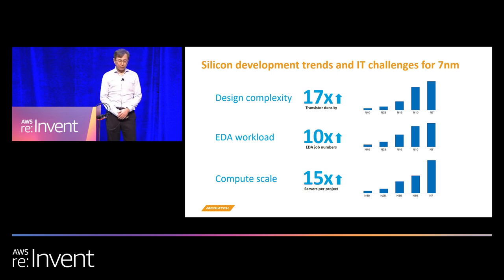If we compare the design complexity, EDA workload required, and the computer scale of a 7-nanometer node with a 14-nanometer node, our internal information indicates a two-digit increase in the transistor density required, EDA job number, and servers per project. The increase is 17 times, 10 times, and 15 times respectively. So combined with these three factors, how we respond to computing farm management remains a challenge.